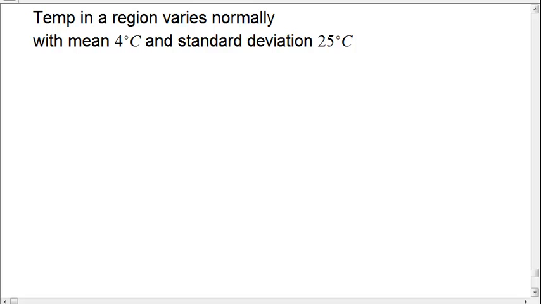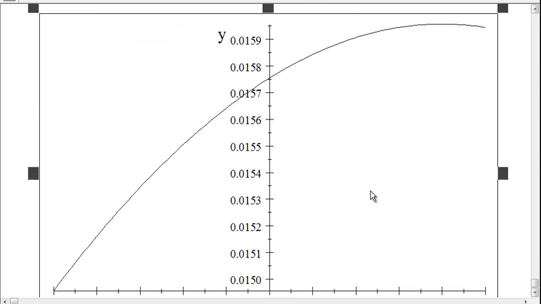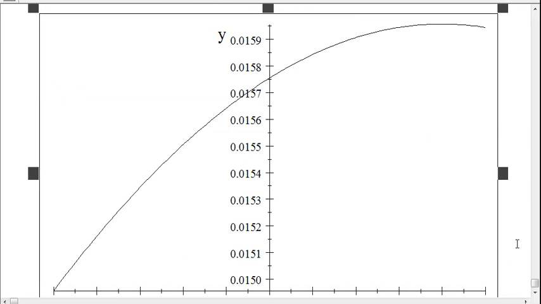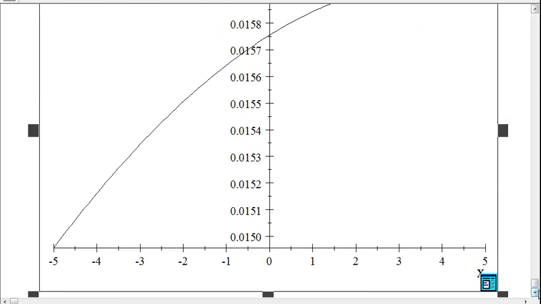Everybody clear? So what I would do is graph this. And we know it's a very cold region. Everybody clear? It looks like a very cold region. That's all right, because it doesn't happen here, so we are okay, right?